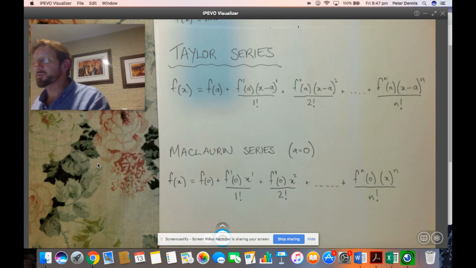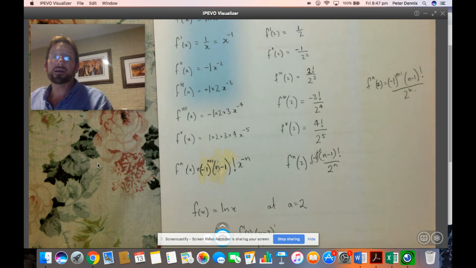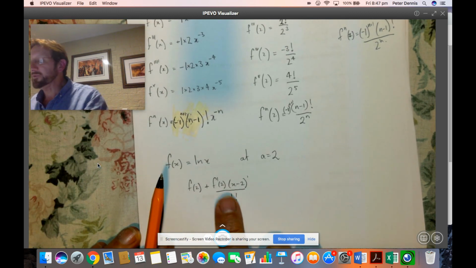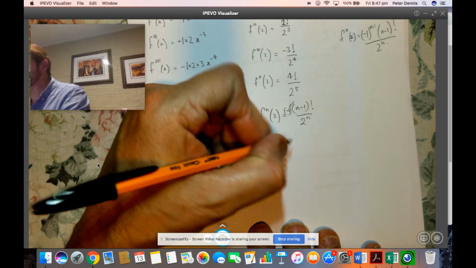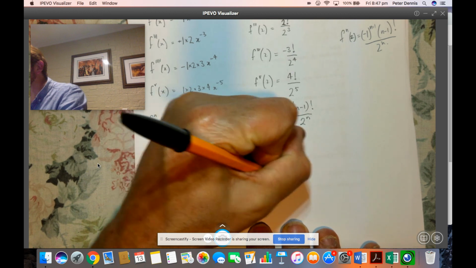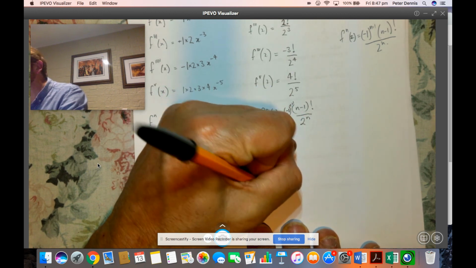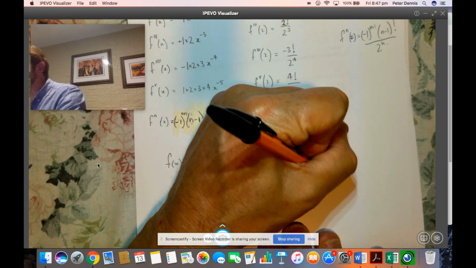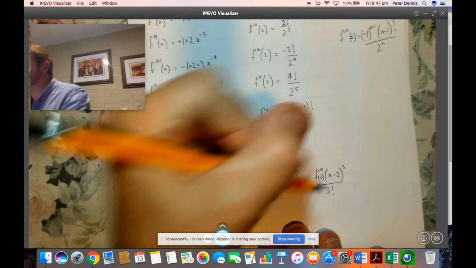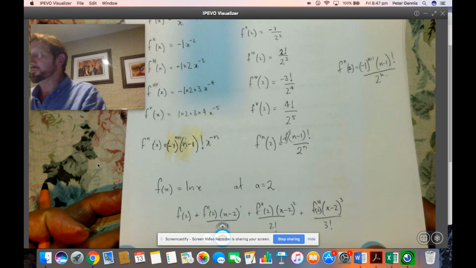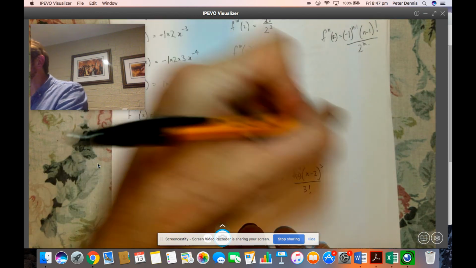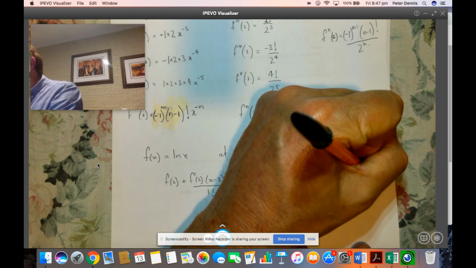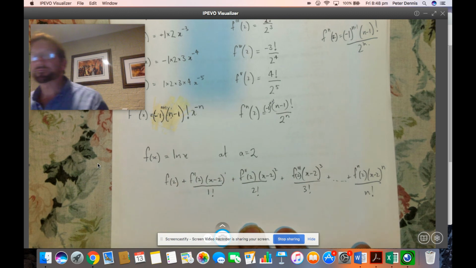There's the Taylor series. So we're just going to start filling this in at x equals 2. The first one is f of 2. Then the first derivative at 2, x minus 2 to the power of 1 over 1 factorial, plus the second derivative at 2, x minus 2 squared over 2 factorial, plus the third derivative at 2, x minus 2 to the power of 3 over 3 factorial. What we've got to put in is these derivative terms, all the way up to plus our nth term, which is the nth derivative at 2, x minus 2 to the power of n over n factorial.